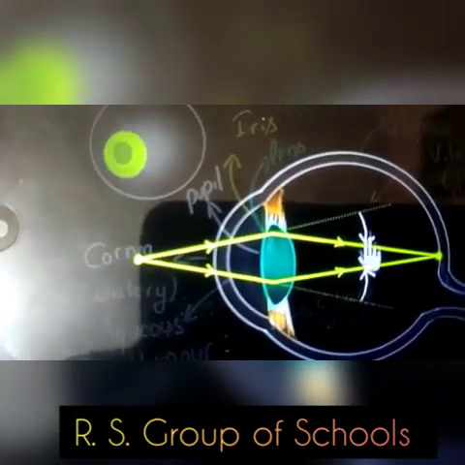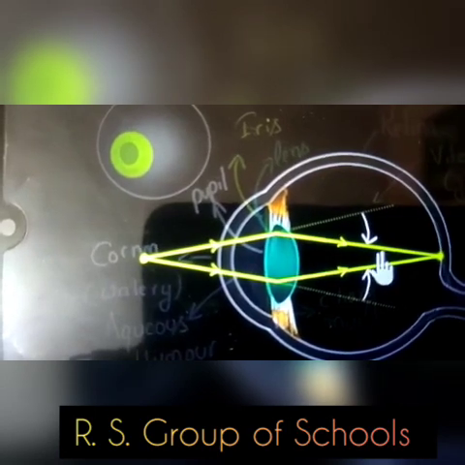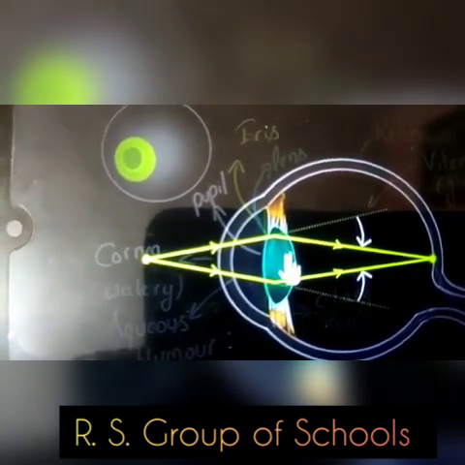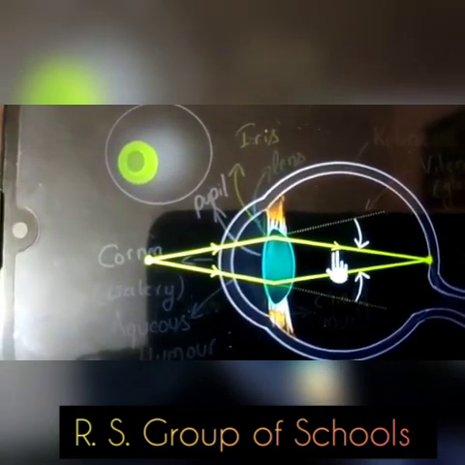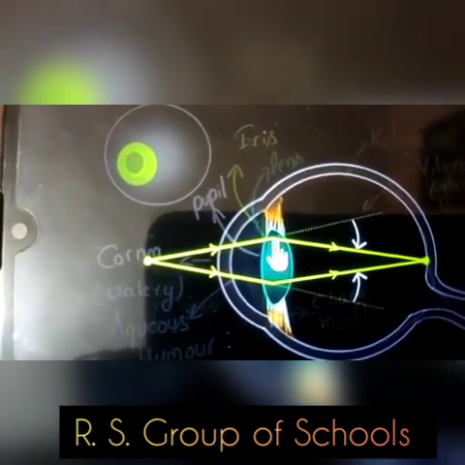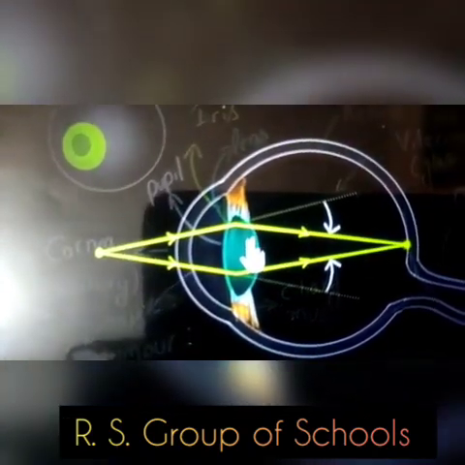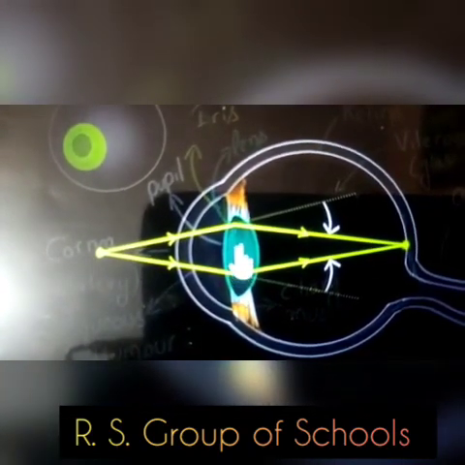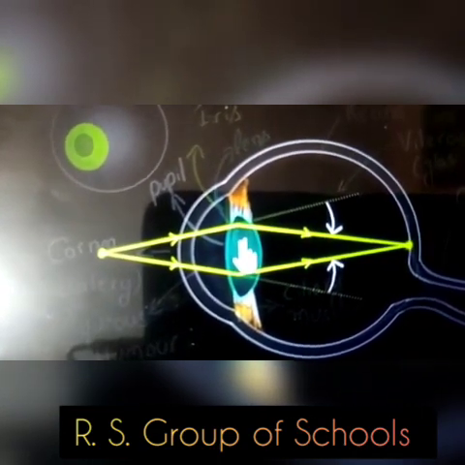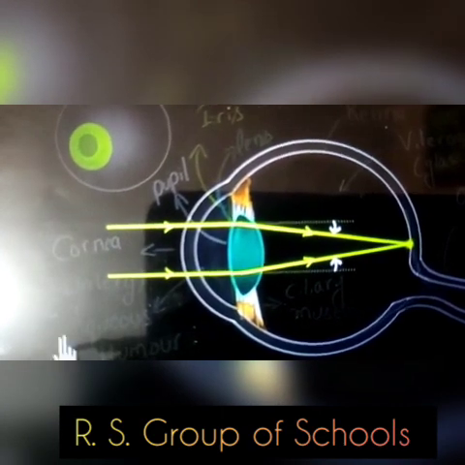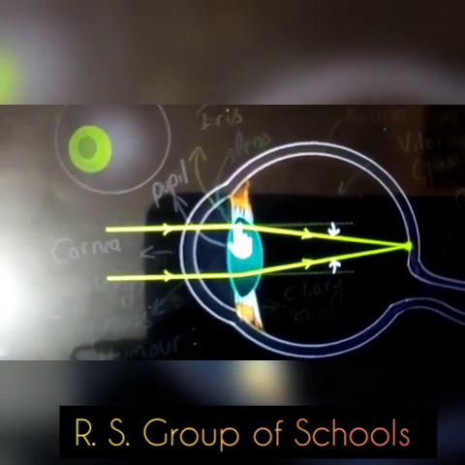But when the object is closer to the eye, the angle by which these rays are bent is large, then the power of this lens will be greater. It means the power of this lens is going to change. The ability of changing the power or focal length of the eye lens is called power of accommodation.